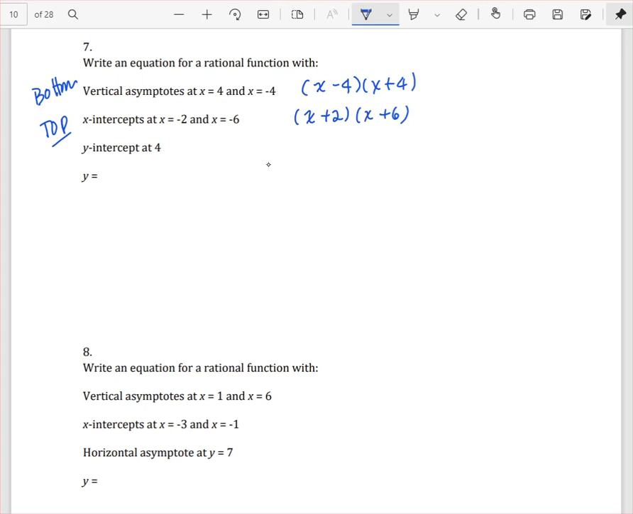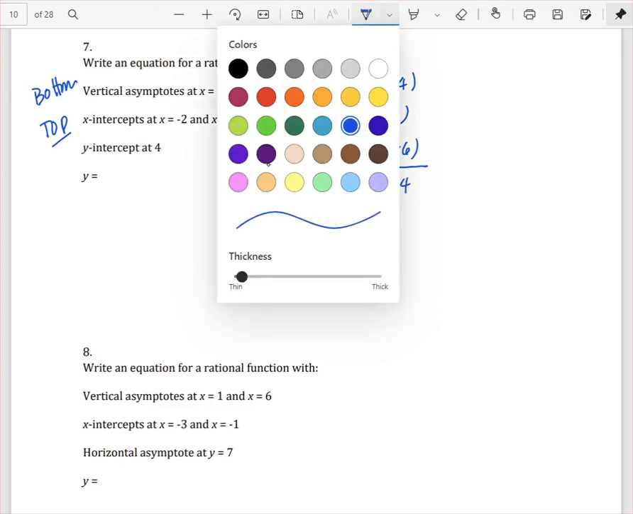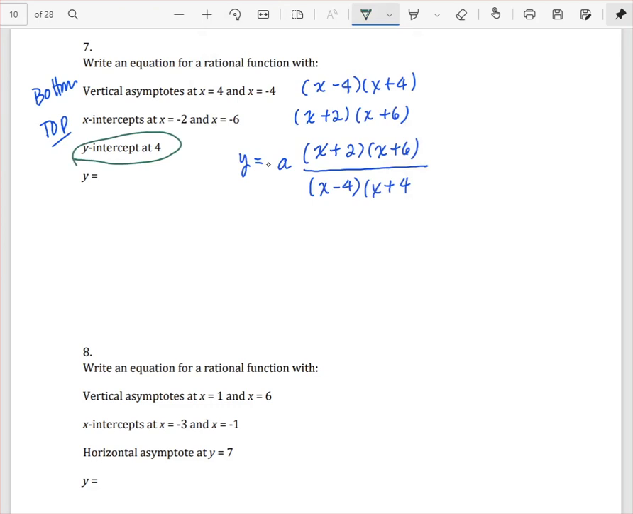Now, what we have so far is a tentative solution. There may be some factor that cancels out that we don't know about, but on top I have this, and then on the bottom I have this. Now we're going to use the y-intercept to find a. So the y-intercept would mean that x is 0 and the y is 4. So I'm going to put 4 equals a, and we're using it to find that a for our answer.